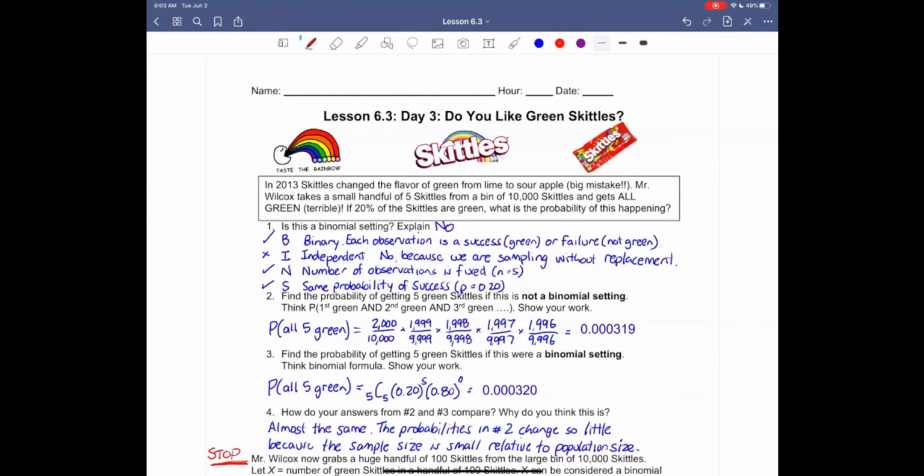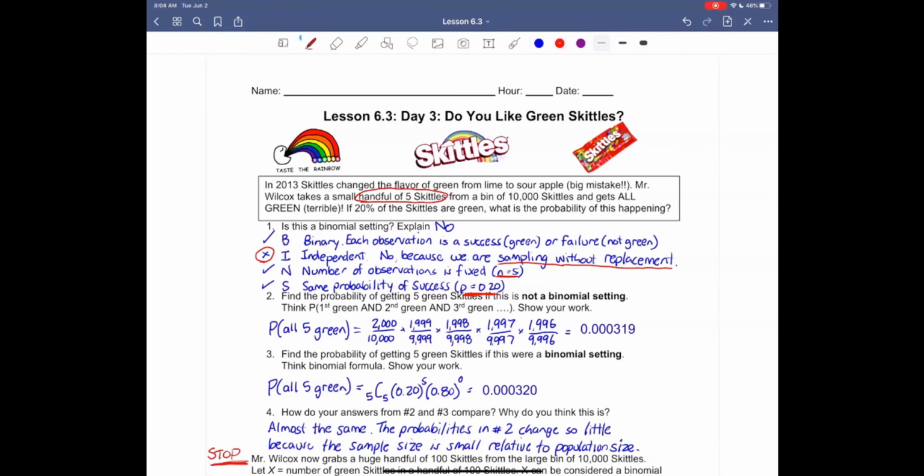Now let's check I, the independent condition, and here is where we have a problem. The reason that we don't have independence of trials is because we are sampling without replacement. So when we take that handful of 5 Skittles all at once, that is equivalent to sampling without replacement, because a single Skittle cannot be selected twice. So this is our big issue, and therefore the binomial setting is not satisfied because the independent condition is not satisfied. Even though we do have the last 2 conditions, the number of observations is fixed, n equals 5, and there would be the same probability of success if we had been sampling with replacement.